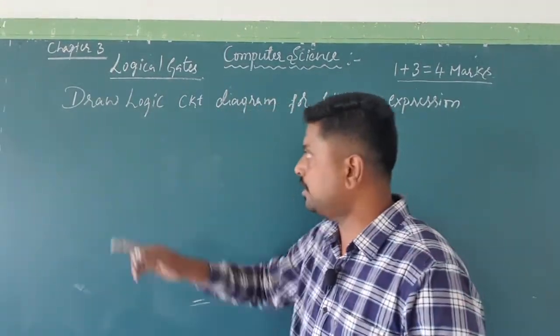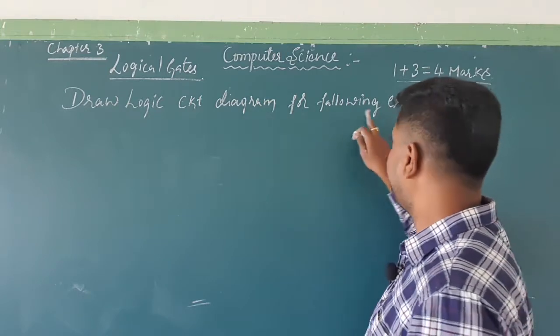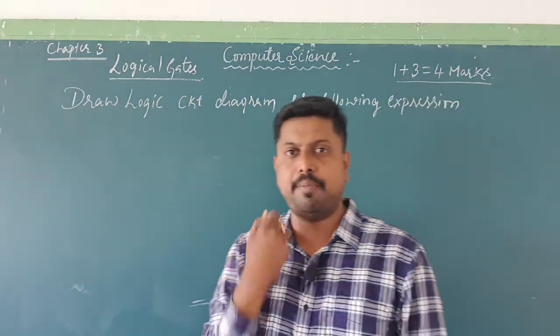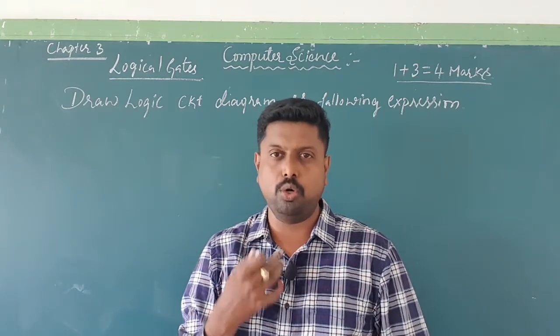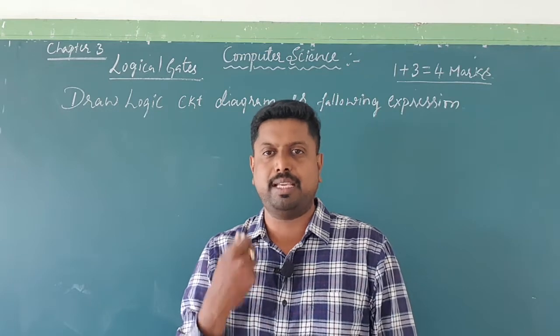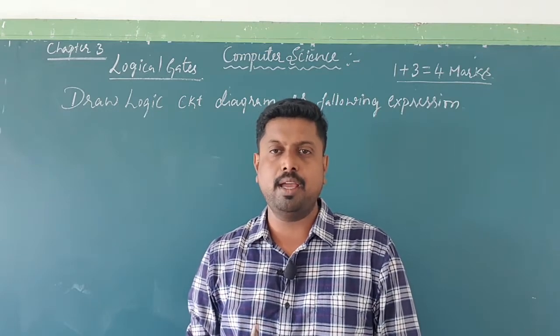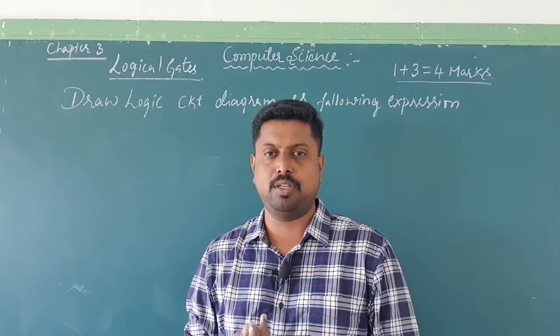See, the question will be like this: draw a logic circuit diagram for the following expression. They will give some expression in the form of two input, three input, or four input signals. For this expression, we have to write a symbolic logical diagram so that the expression is fulfilled.